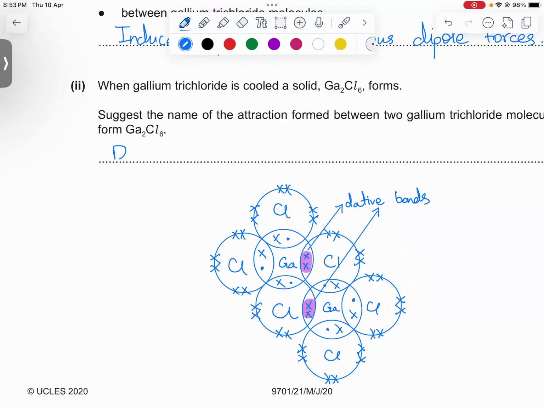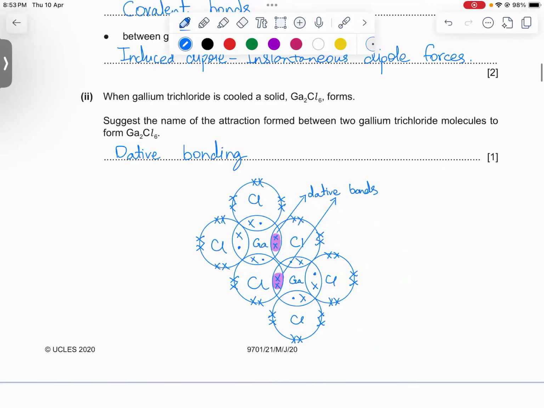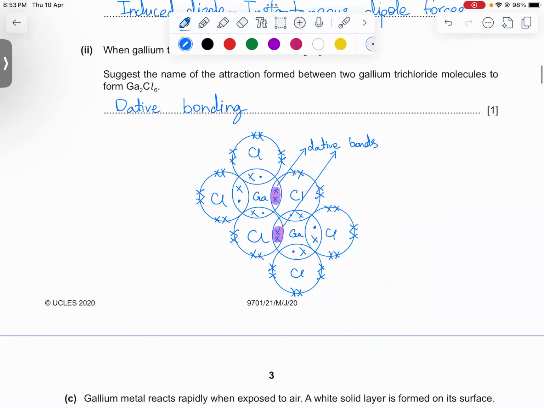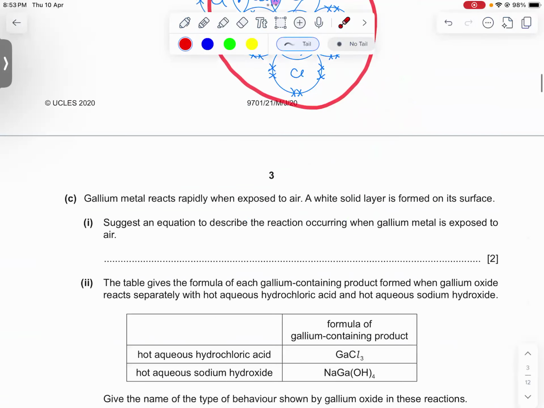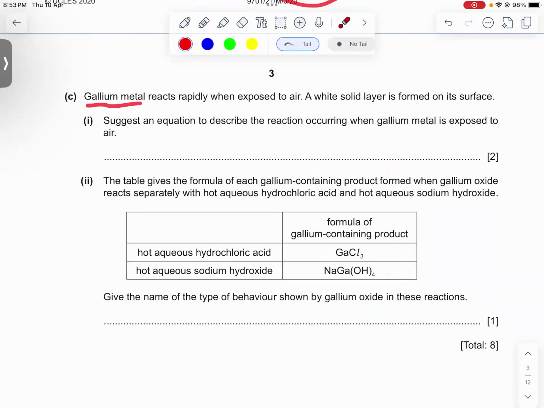So we say dative bonding, all right? So this is how the gallium Ga2Cl6 molecule looks like. Next question, gallium metal reacts rapidly when exposed to air.